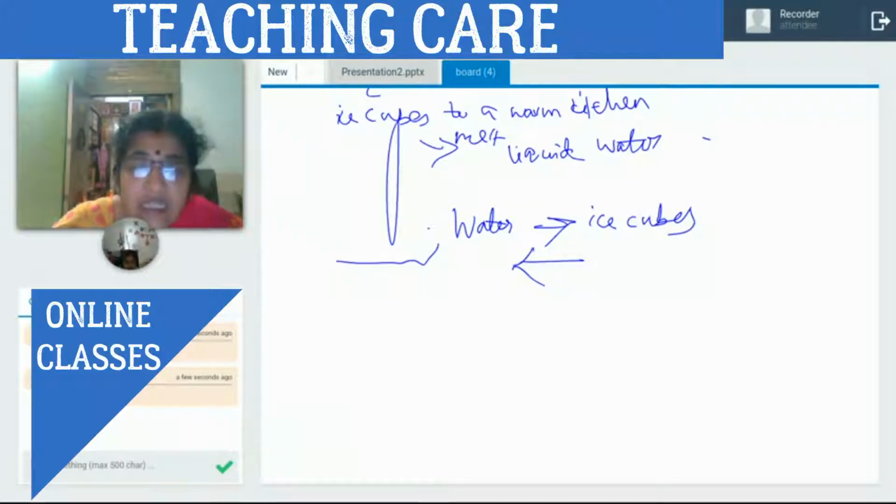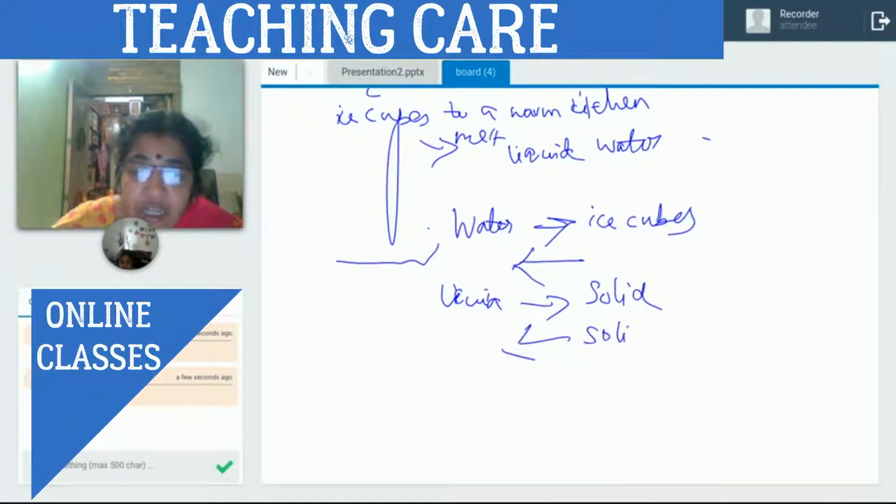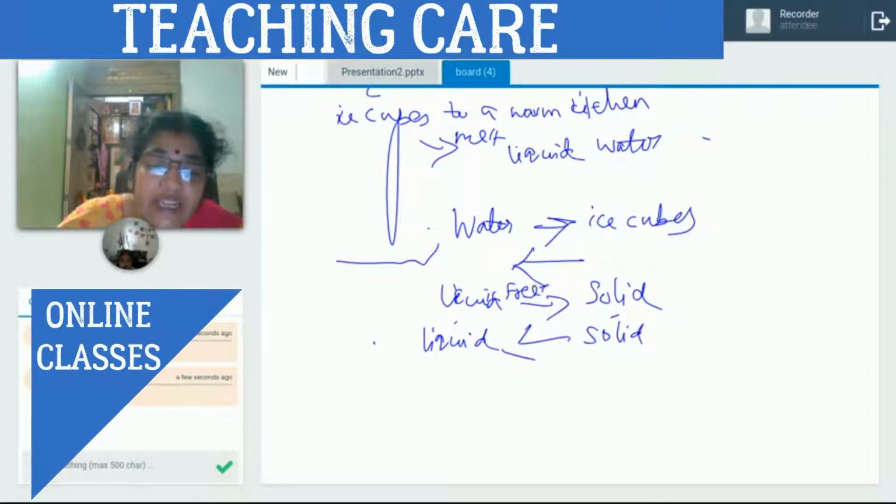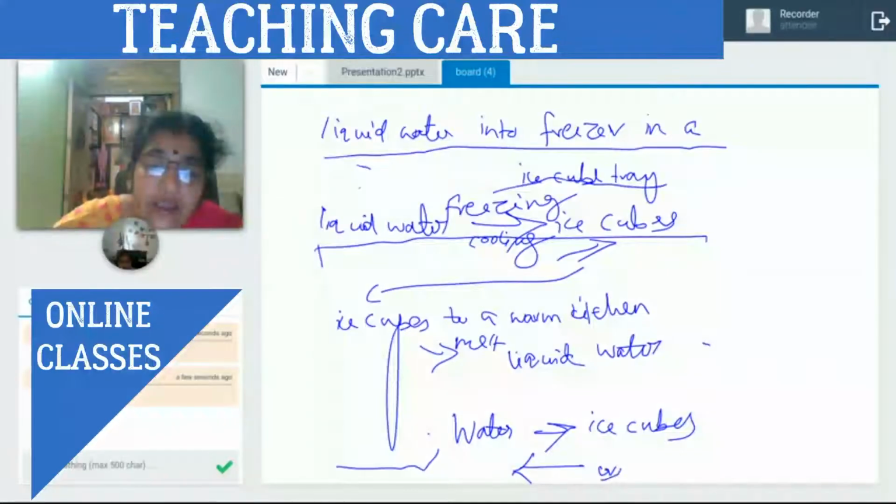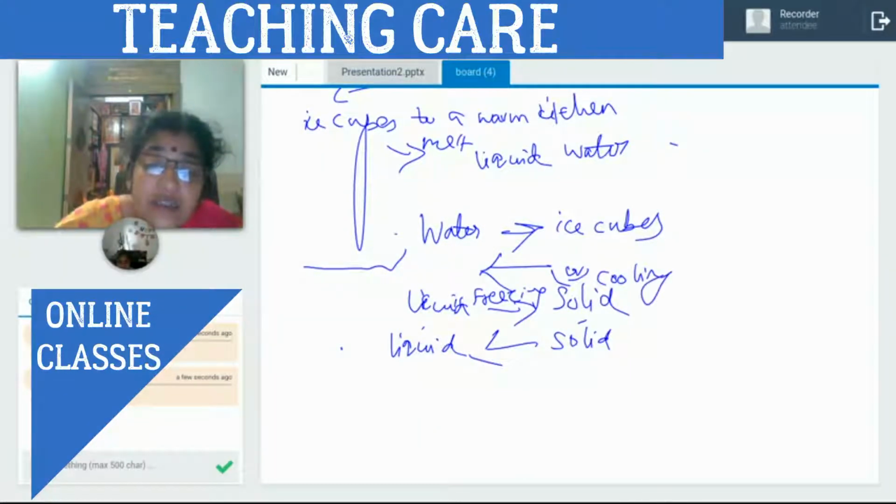So by this, you can change a liquid into a solid. At the same time, you can change a solid into a liquid, right? Am I right or not? Yes, you're right. To change a liquid into a solid, it can be done by freezing or cooling, right? But if you want to bring a solid to liquid, you have to heat it.